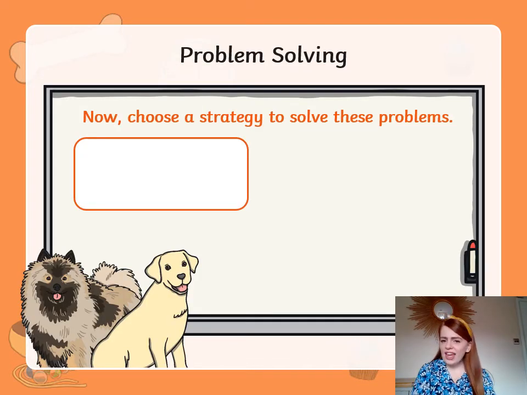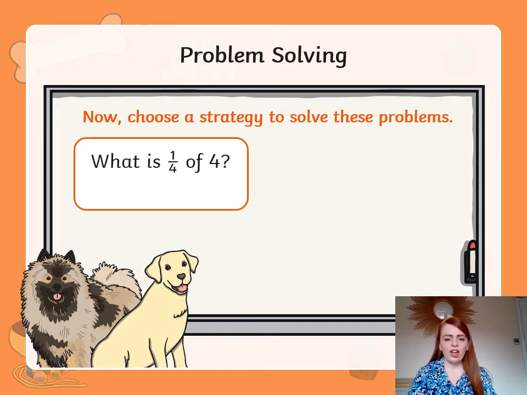Okay, so now let's apply this knowledge to some problem solving scenarios here. Now, the first question is asking us, what is a quarter of 4? So what I would like you to do at home is to pause the video and use one of the strategies that we have spoken about to help you find out, well, what is a quarter of 4? And then press play when you're ready. So, a quarter of 4. If I had 4 and I split it into 4 equal groups, well, in each group I would just have 1. So, a quarter of 4 equals 1.